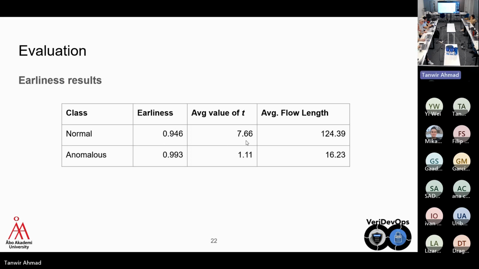And here we can see that for the normal traffic, after just looking at 7 to 8 packets out of 124 packets, our model was able to predict the class of the flow. And in the case of anomalous traffic, 1 packet out of 16 packets was enough to classify it as anomalous traffic.